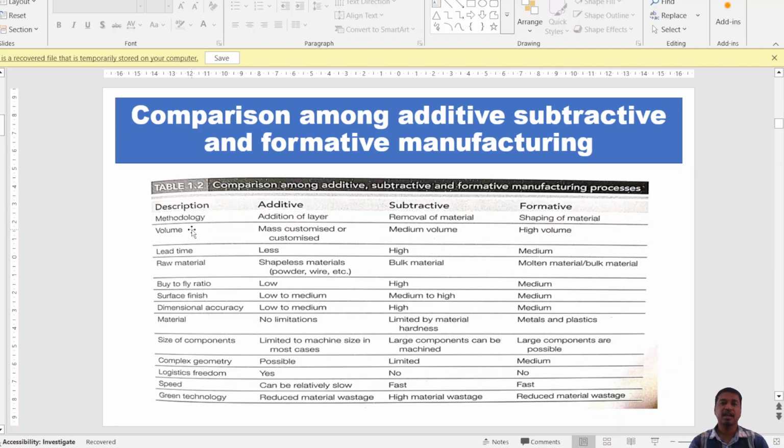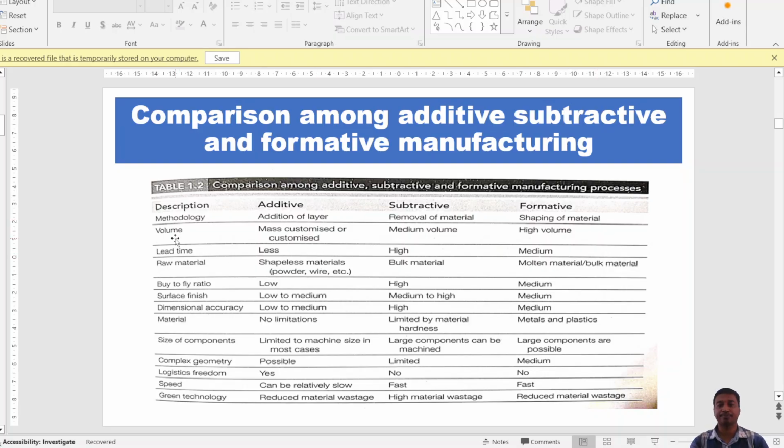First, additive manufacturing. The methodology is addition of layers, that means layer by layer manufacturing. Subtractive means removal of material. Formative means shaping of material. These are the basic comparison between additive manufacturing, subtractive manufacturing, and formative manufacturing.